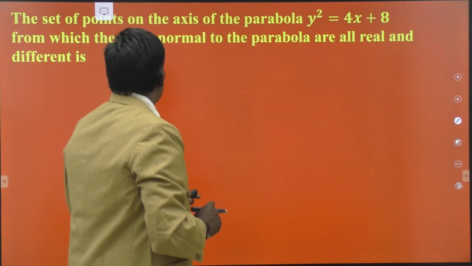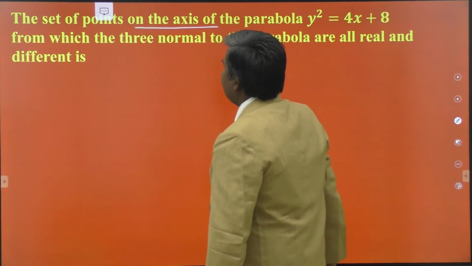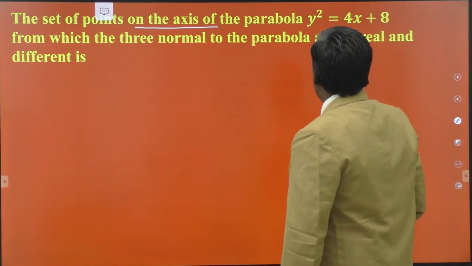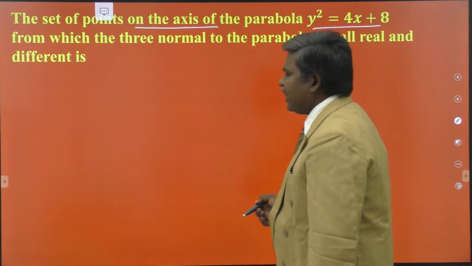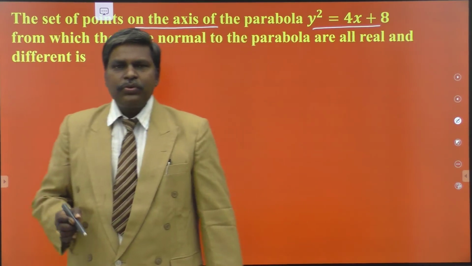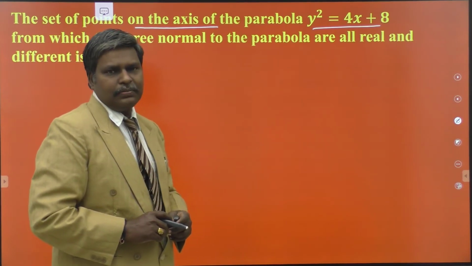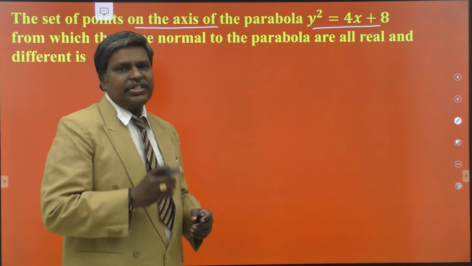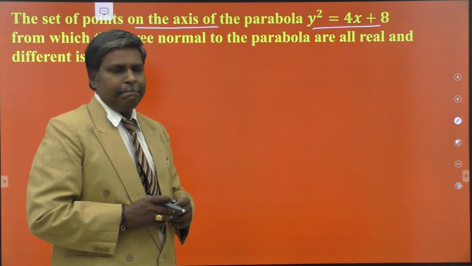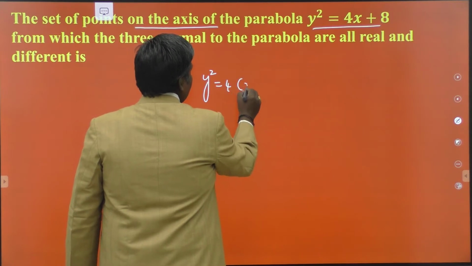Next one: the set of points on the axis of the parabola. We have to find the set of all points on the axis of the parabola y square is equal to 4 times x plus 2, from which 3 normals to the parabola are real and distinct. From those points, you have to draw 3 real and distinct normals to this parabola. So what is the equation of the parabola here? y square is equal to 4 times of x plus 2.